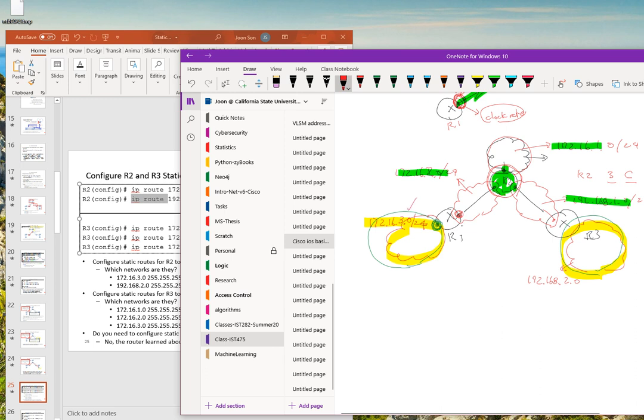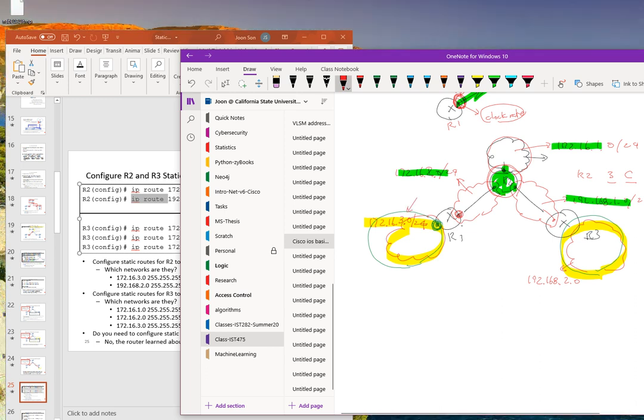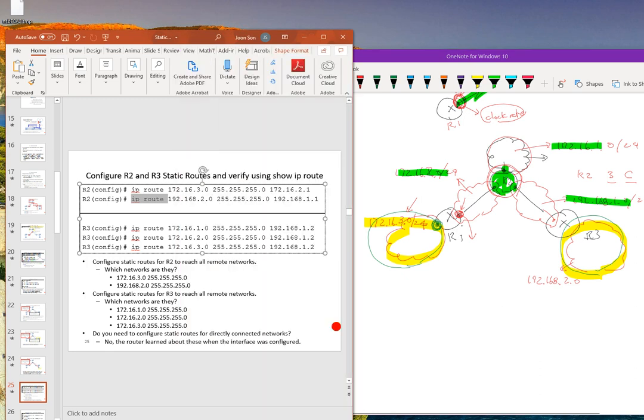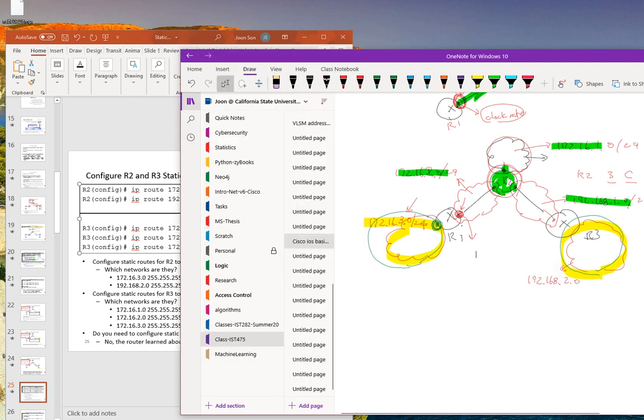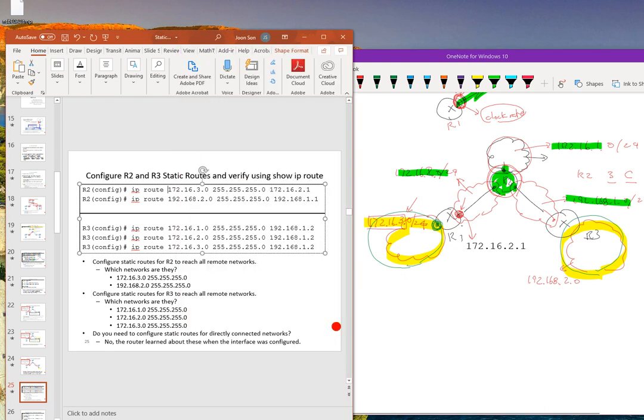Because this is your final destination, to reach the final destination you have to go through this point. This is called the next hop IP address, which is 172.16.2.1. Okay, so that's the IP address, and obviously 172.16.3.0/24 is here. That's the network address.